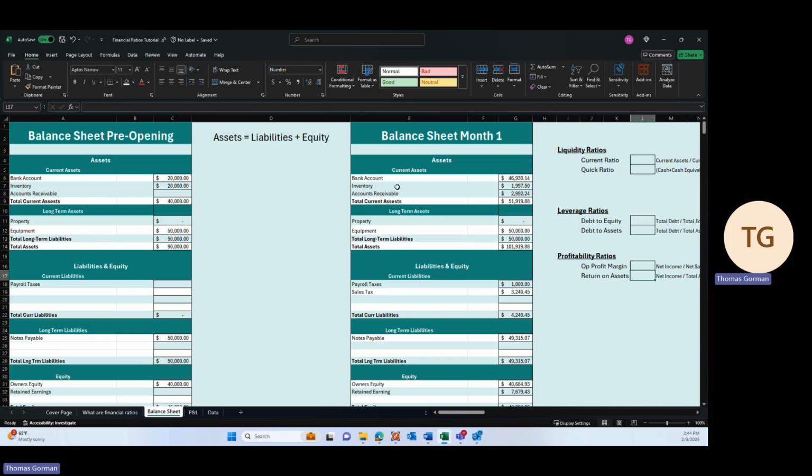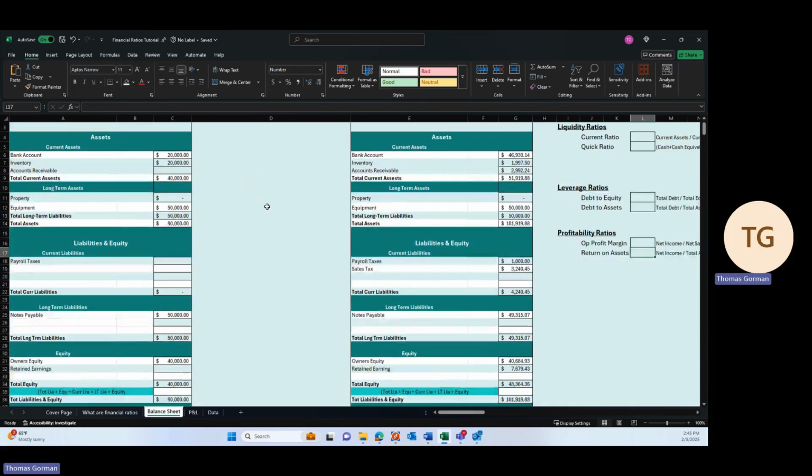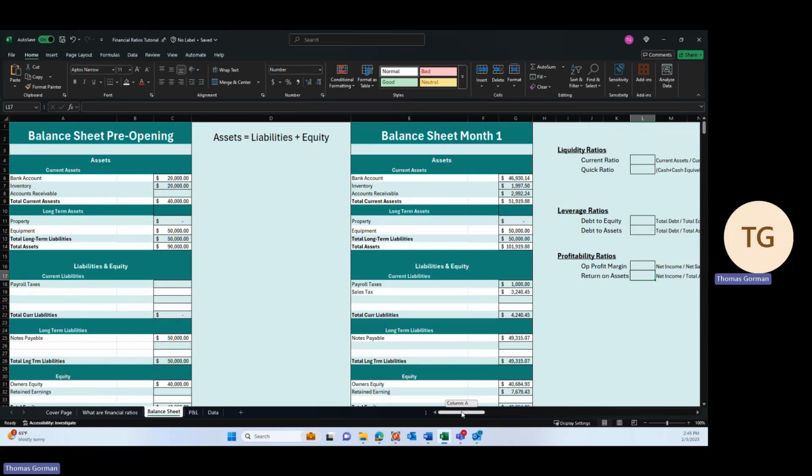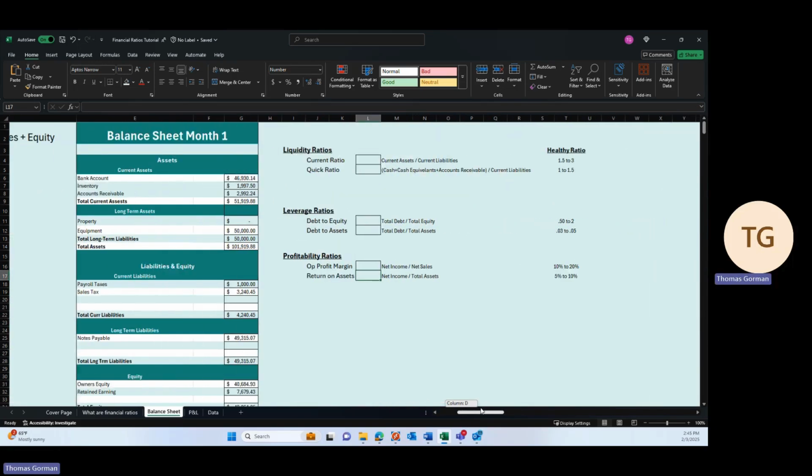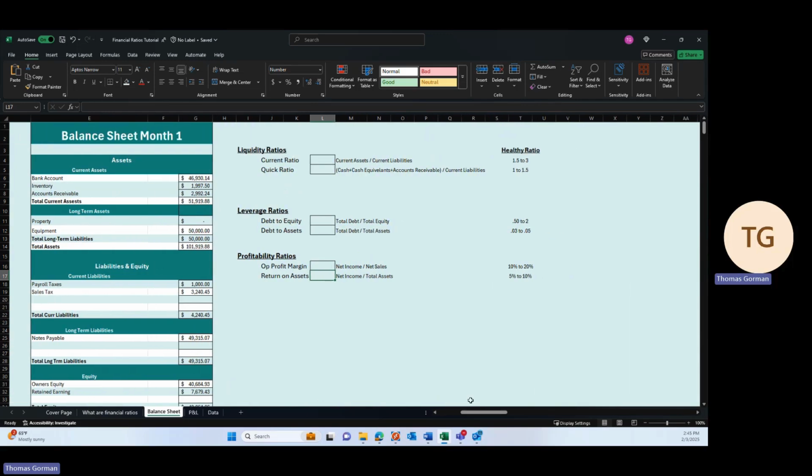So if you'll remember, we had the original balance sheet before the company opened for business, and then we had a balance sheet after month one had been completed. And so we can see the changes: the bank account went up, the inventory dropped, all the changes that you would expect to see after 1 month of operations have been completed. And so let's move on over and take a look at these ratios and what they can tell us.